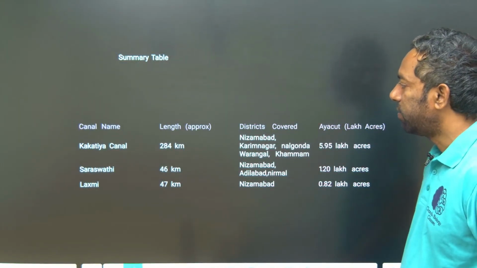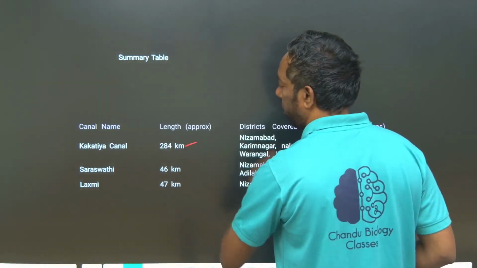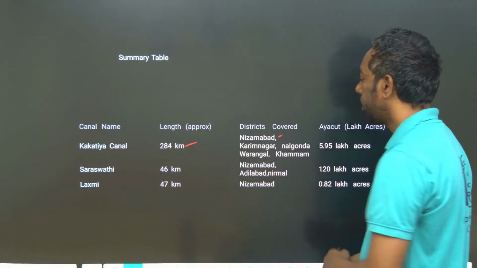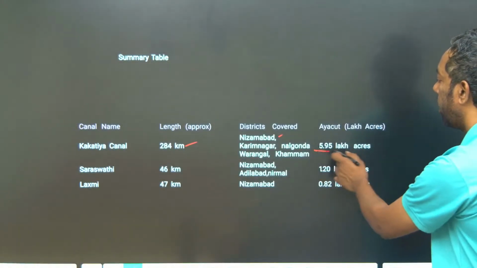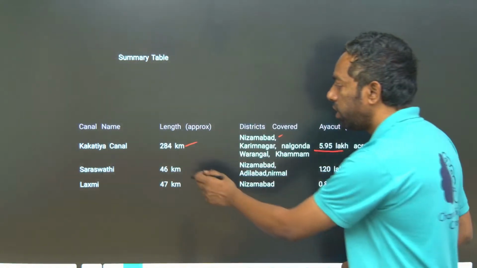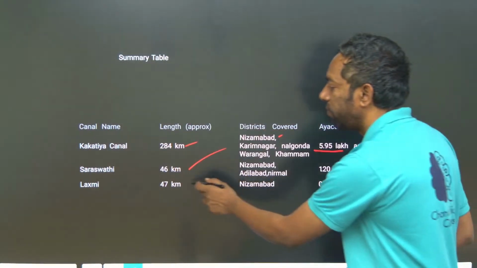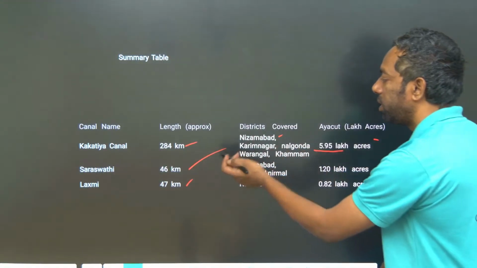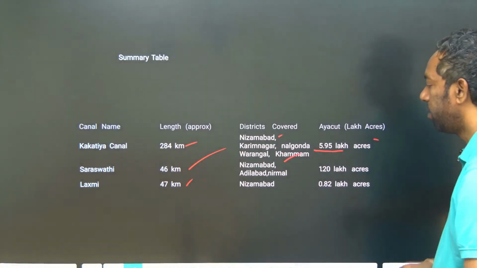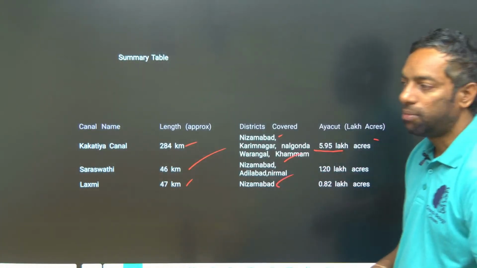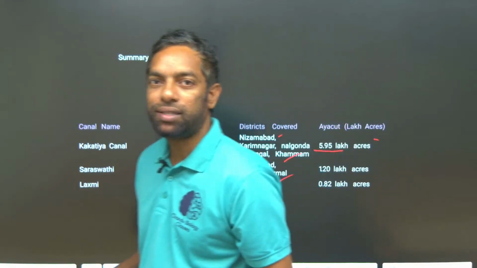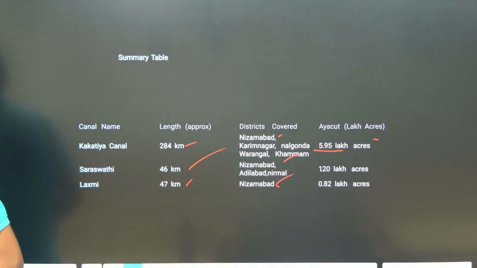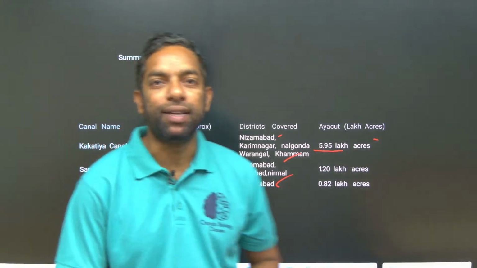Summary of these canals. Kakatiya is 284 kilometers with 5 lakh acres, Saraswati is 46 kilometers and Lakshmi is 47 kilometers. They can ask you the length. Saraswati covers Nizamabad, Adilabad and Nirmal, and Lakshmi is only Nizamabad. This is important: what the canals are and what they cover. I hope you guys understand this.